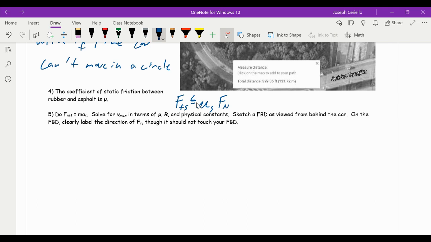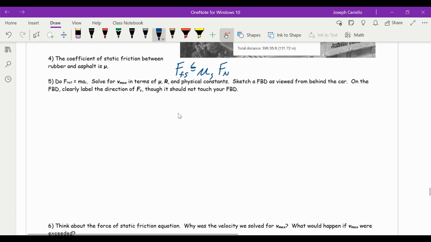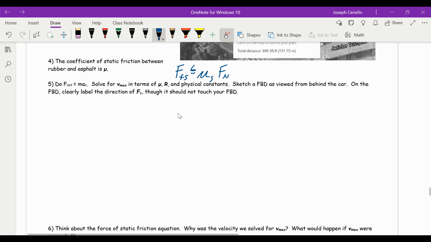So with that in mind, let's try out this next part here. We're going to solve for the maximum speed you can go around this curve in terms of mu, r, and physical constants. So the first thing I need to do is sketch a free body diagram of the car from behind. Well, I know then that I have normal force pointing up, and I have gravity pointing down, and I have friction that keeps this in the circle.